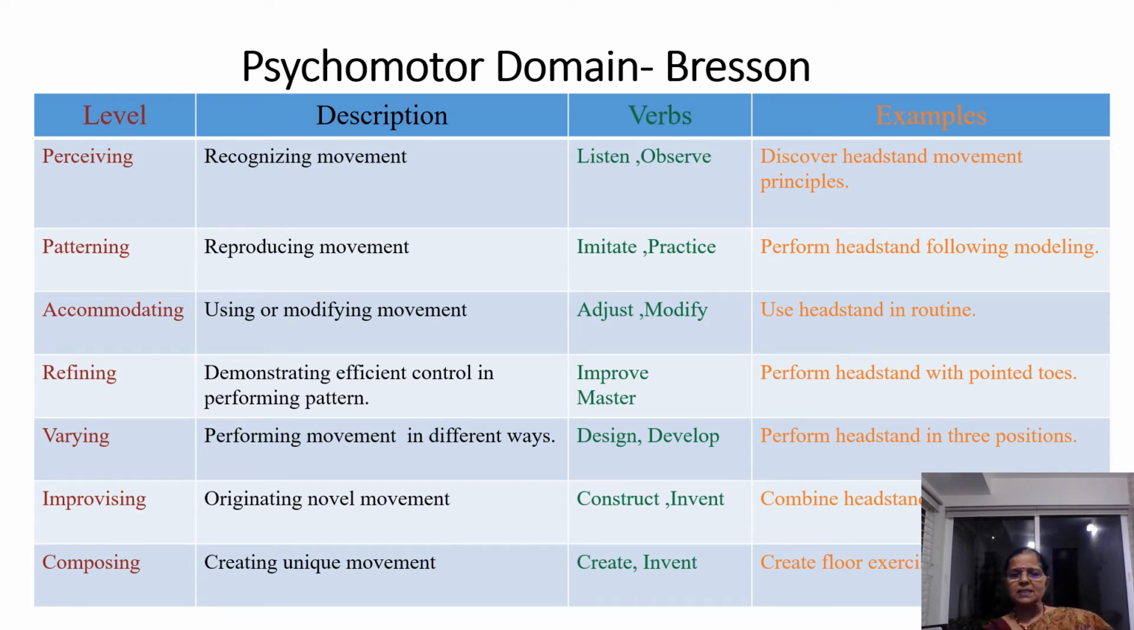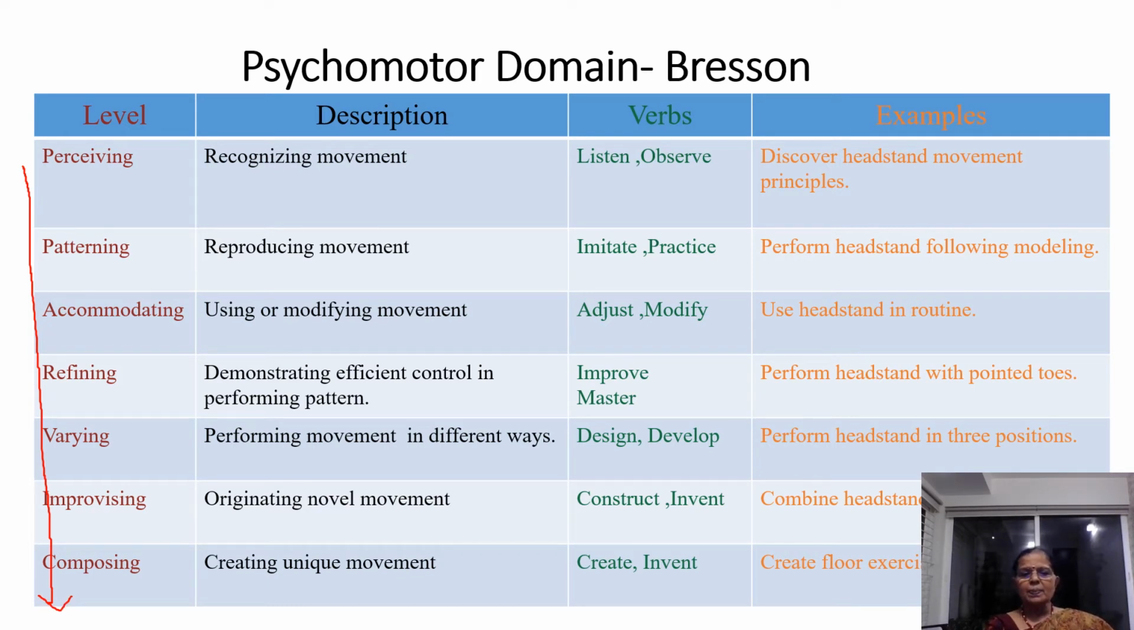And here also this classification is given by Brayson. As I have told you, like in affective domain, there are many classifications given by many educationists, but it is enough if you just know one classification or two at the most. And the various levels are perceiving, patterning, accommodating, refining, varying, improvising, and composing. And like in all the other domains, they are in increasing order from perceiving to composing, from lowest level to highest level.